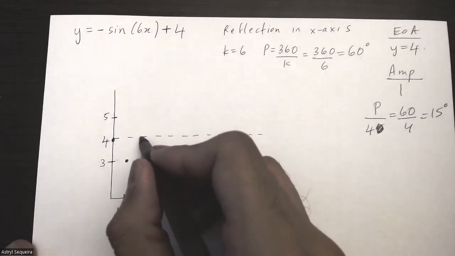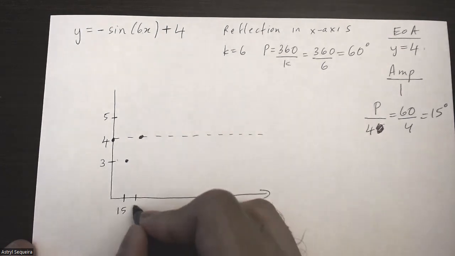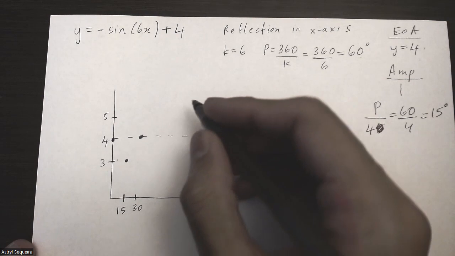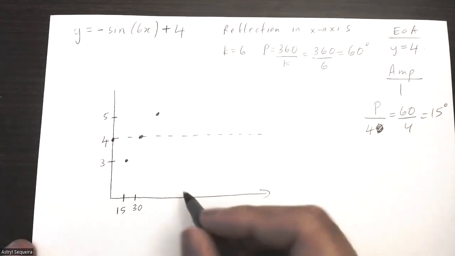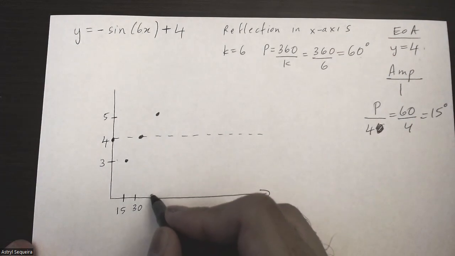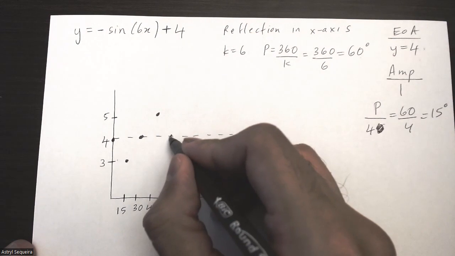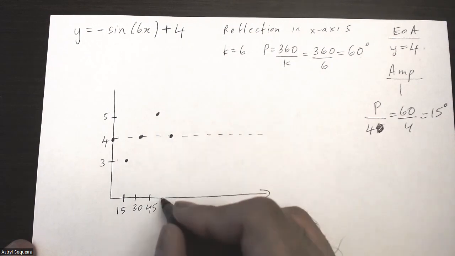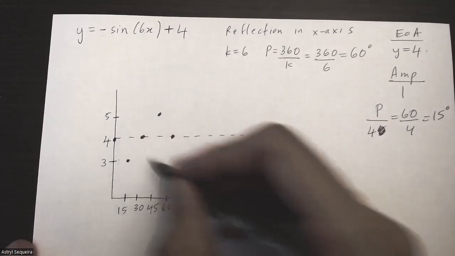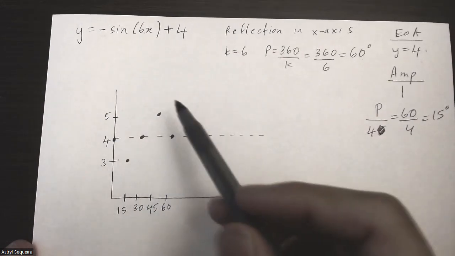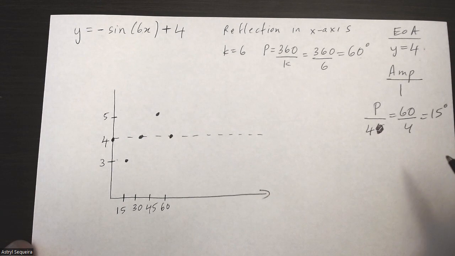Then my next point for a sine graph is on the axis again, and the x value here is going to be 30. Next point is a maximum. I'm going to add another 15 degrees to that, so that's going to be 45. And last point here, add another 15, so it's going to be 60. So this is my first cycle here. I need to draw two cycles, remember.